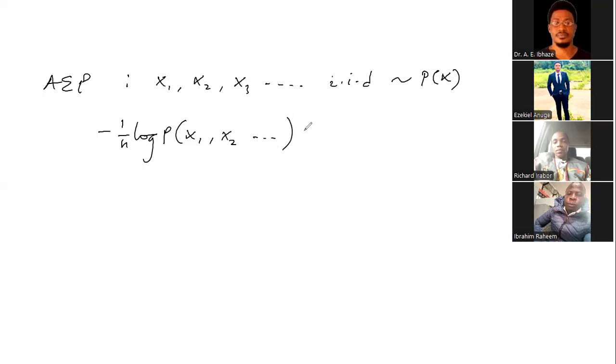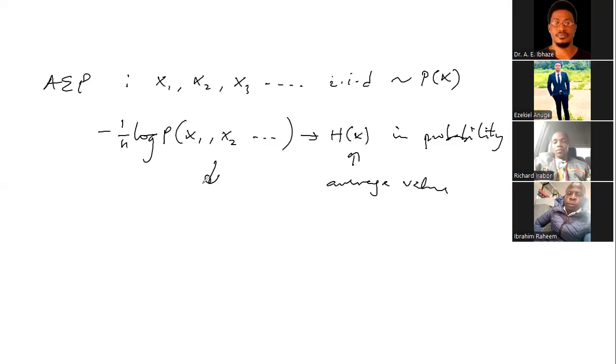The asymptotic equipartition property now states that for x1, x2, x3 all the way, that are independent and identically distributed, having the probability distribution P of x, the average value in probability tends to the entropy. And recall that it is the weak law of large numbers that also tends to the average value in probability. This we know is the average value, entropy. Okay? Is this clear for now?